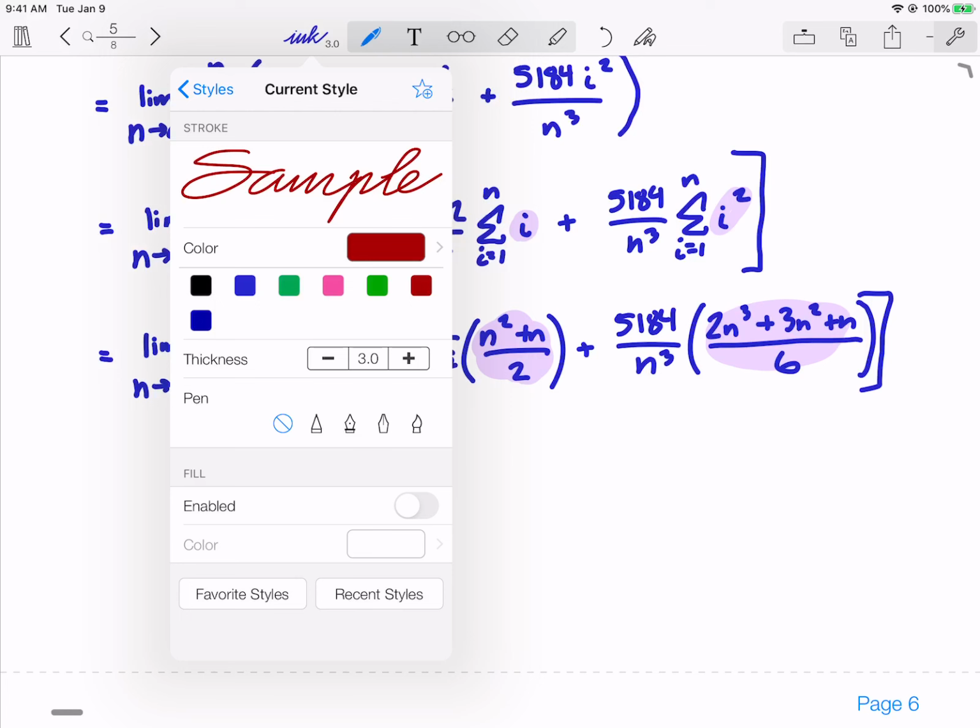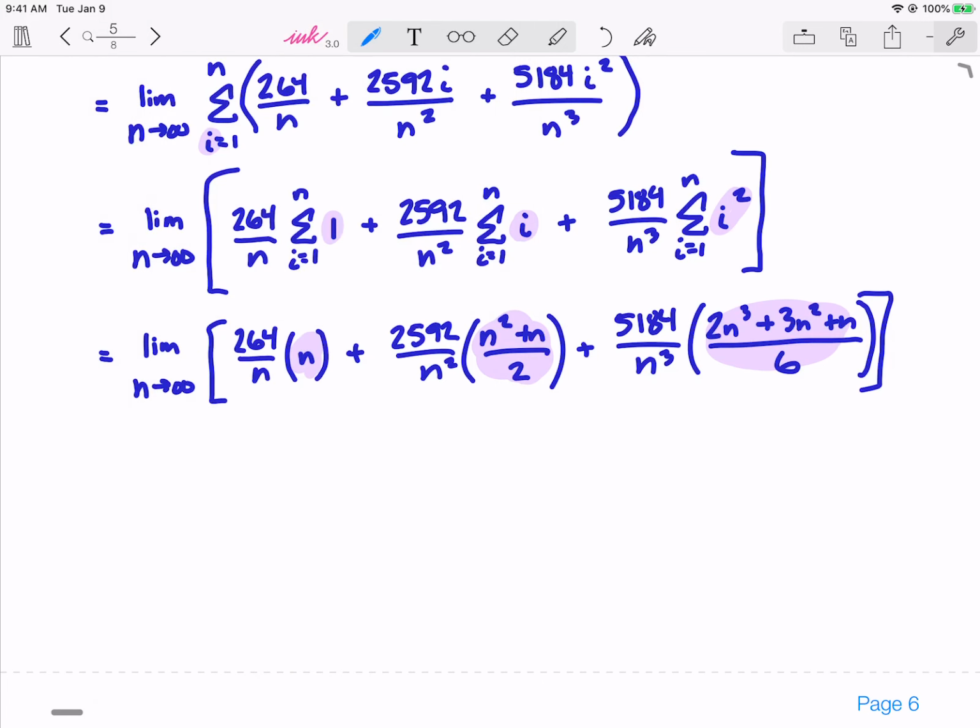So here's the fun part. You all are excellent at taking the limit. This first part we know is just going to be 264 because the n over n reduces to 1. So I get 264. Now this next one, when I take the limit, I notice that I've got an n squared as my highest power on top, and n squared is my highest power on bottom. Well, those are just going to go to 1 over 1 times the 2,592 over 2, which I won't bother to simplify. I'll just write it exactly as you see it, and I'll let you simplify later.